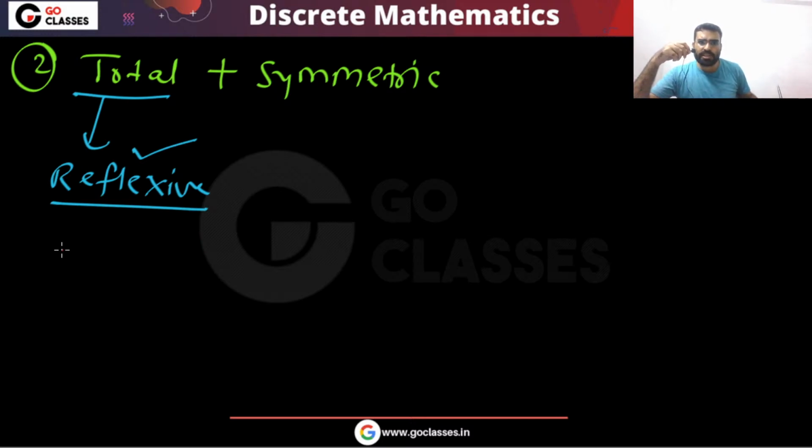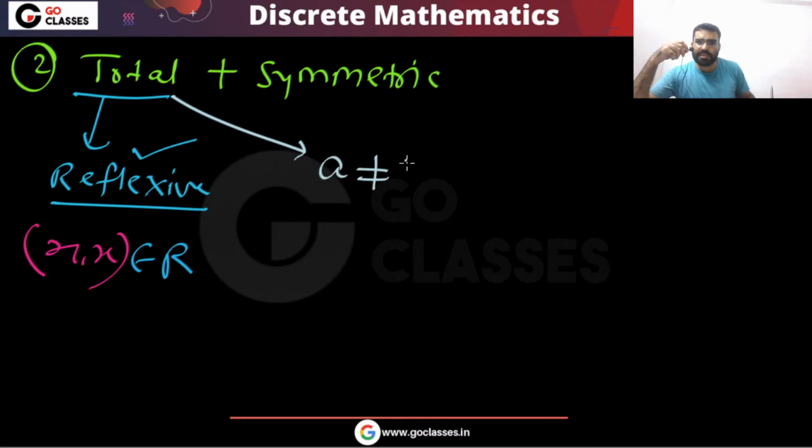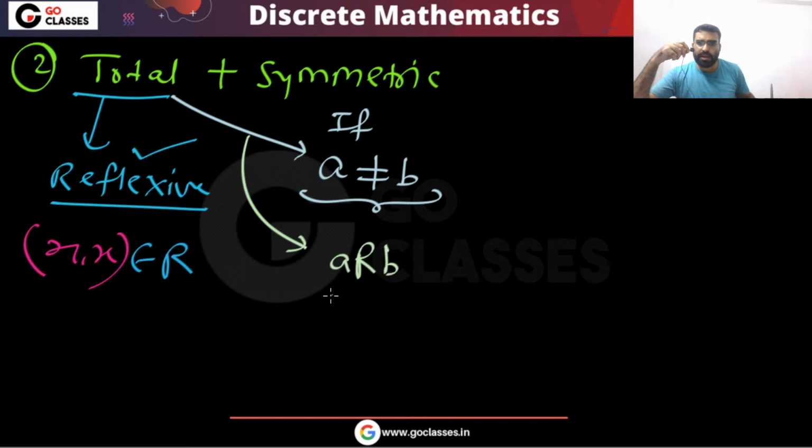So pairs of the type x comma x are already in the relation. Now, in this total relation, if you take any two different elements, then the total relation says that either a is related to b or b is related to a. Either a will be related to a, or a will be related to b, or b will be related to a. So at least one of them will be related to another.